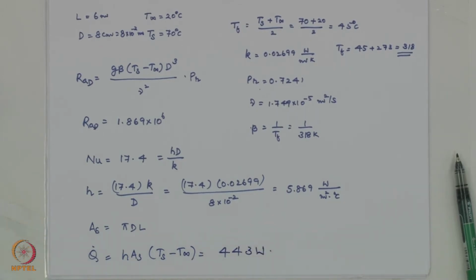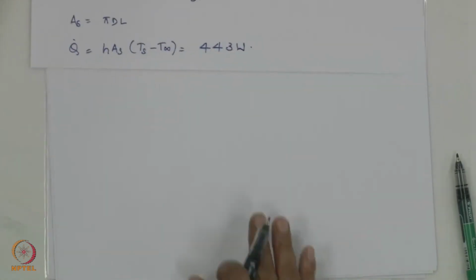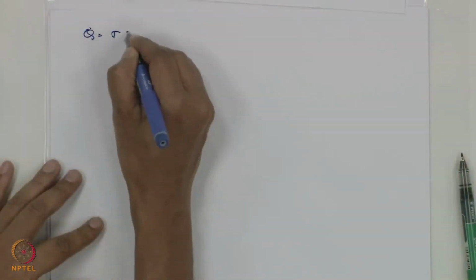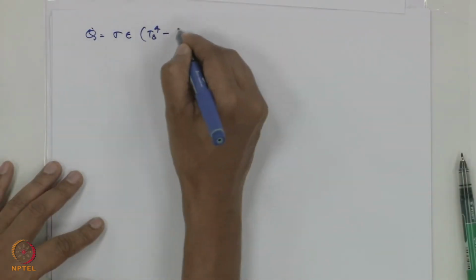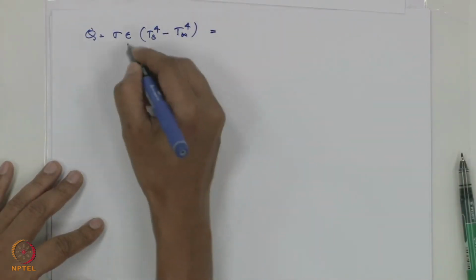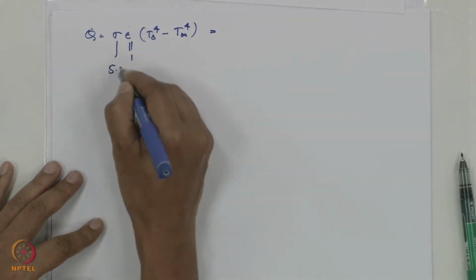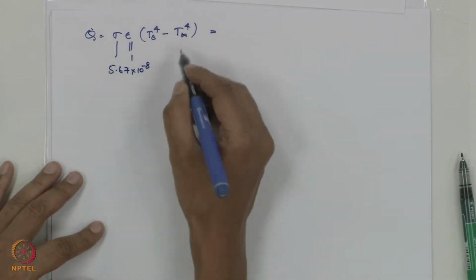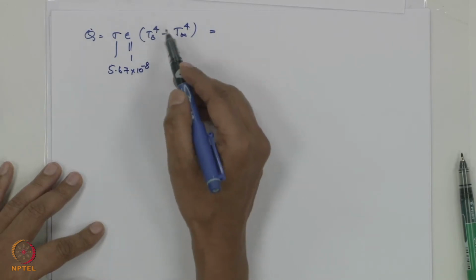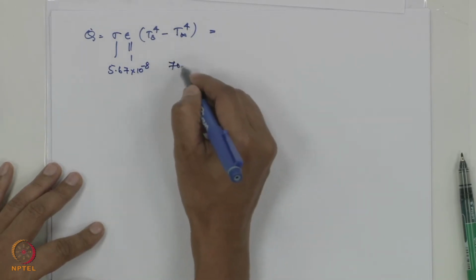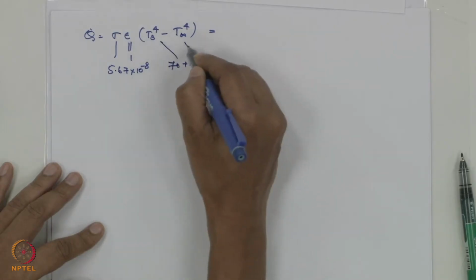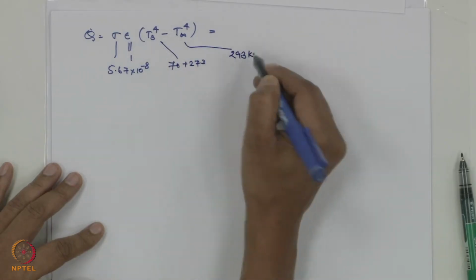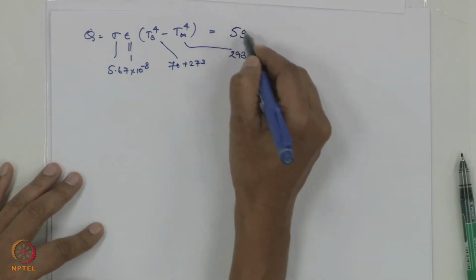But now we have neglected radiation. Now you see the radiation value. The main reason for solving this problem is to show that radiation is as important as natural convection in natural convection problems. So Q dot equals sigma epsilon times Ts to the power of 4 minus T infinity to the power of 4. Let me take epsilon as 1 and sigma is 5.67 times 10 to the power of minus 8. Ts has to be converted into Kelvin, so that is 70 plus 273, and T infinity is 293 Kelvin. If you substitute that, you get 553 watts.